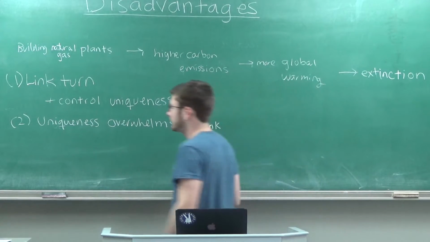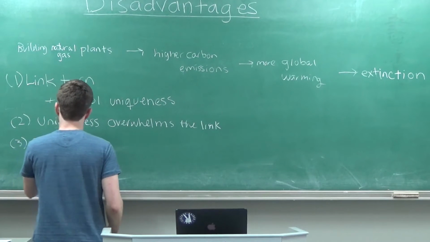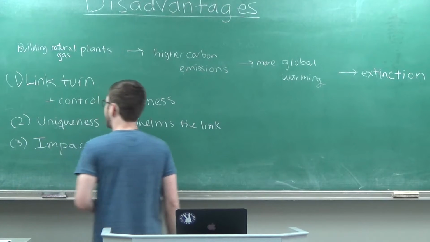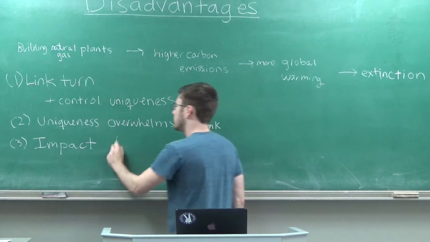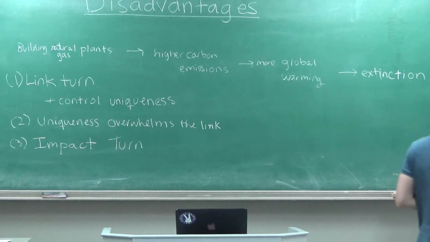A third strategy against disadvantages is the impact turn. So an impact turn is just explaining why the impact that they're actually talking about is a good thing. So in this case, the terminal impact is probably something that you can't turn. You probably shouldn't say that extinction is good, although some people make that argument.